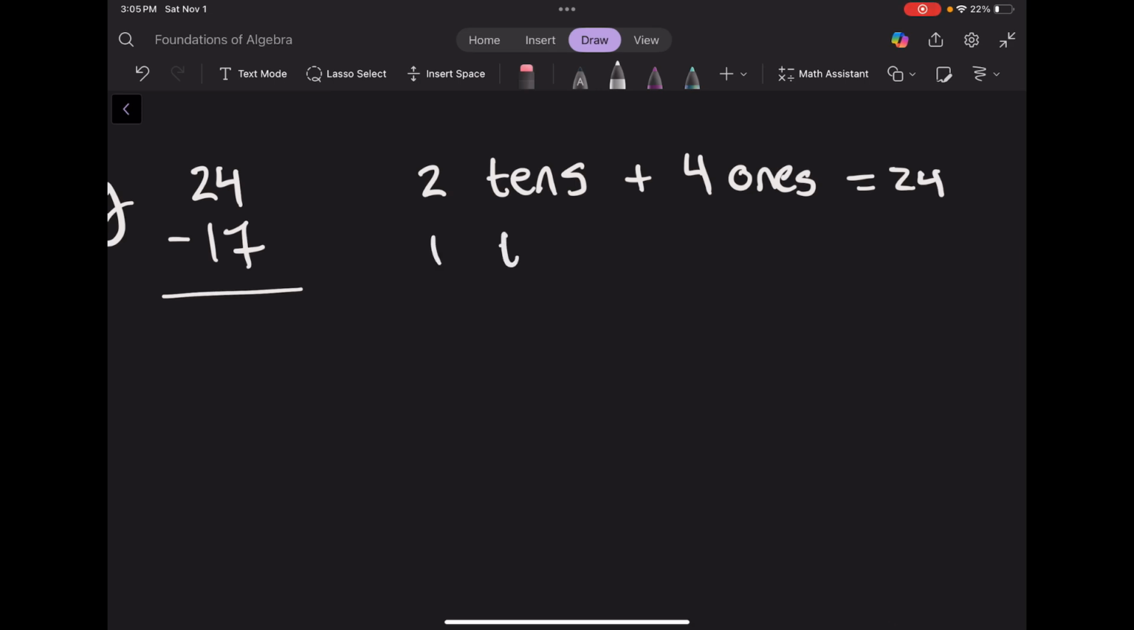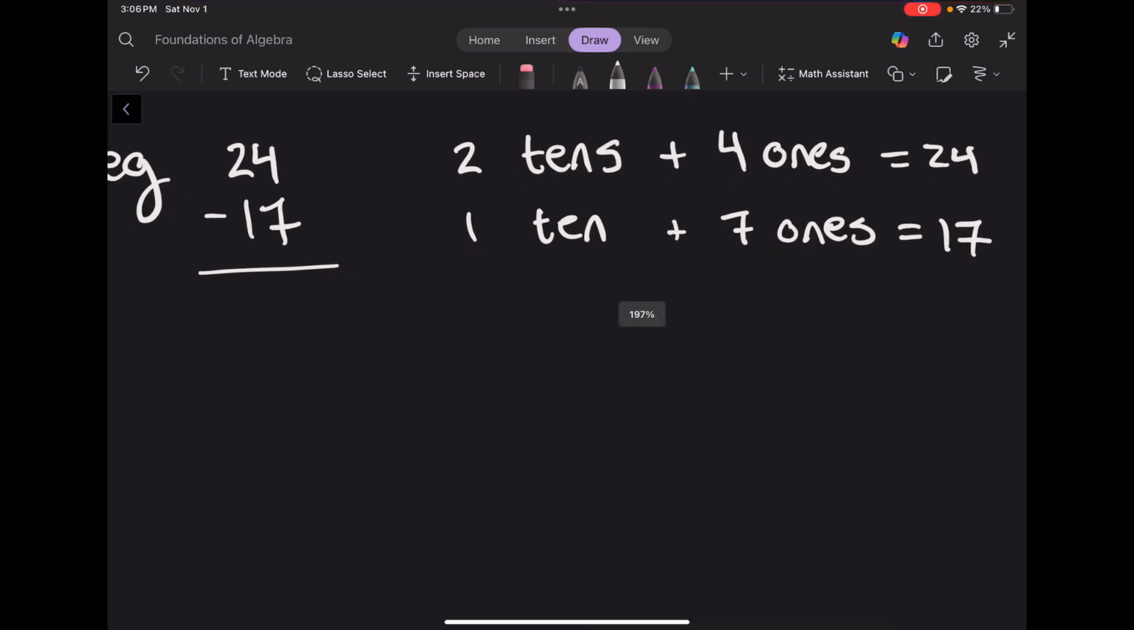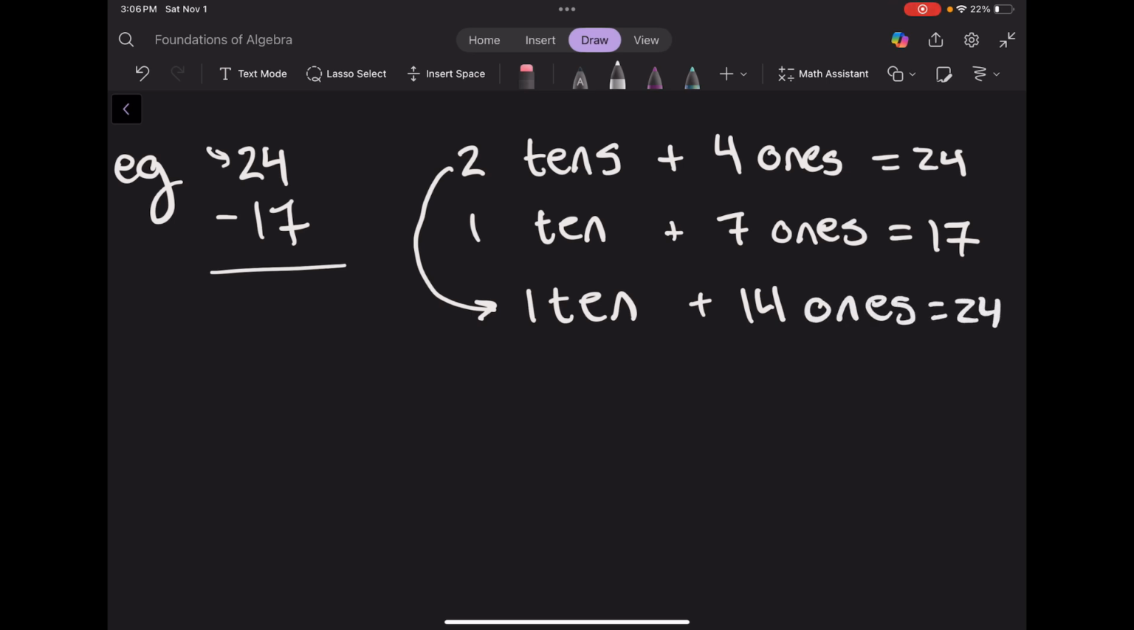And then we have 1 10 plus 7 1s. That gives me 17. So then what happens in this case, because my 4 is smaller than my 7 and it makes things a little complicated, we're going to do this thing called borrowing. So we're going to be borrowing from the 2. Then this becomes 1 10 plus 14 1s, and it's still 24. We're just kind of rearranging things, so then this gets crossed out to a 1.